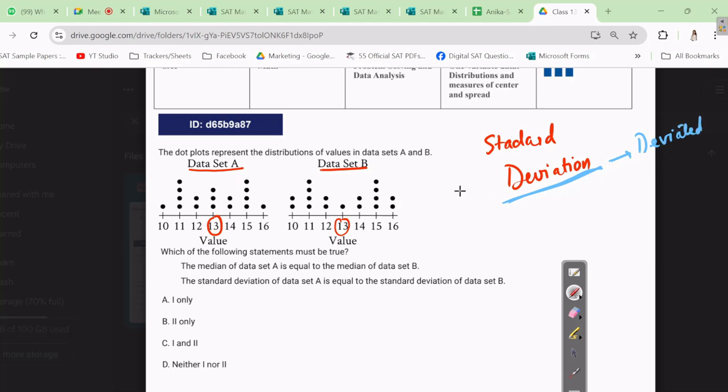If the points are more deviated from the mean, then the standard deviation will be more. And if the points are less deviated, meaning they are closer to the mean, then the standard deviation will be less. So the standard deviation will be more for this because here the points are more deviated. The correct option will be option A. We just had to find out whether the standard deviation will be equal. No, it will not be equal. So statement 2 is not correct. Only statement 1 is correct.